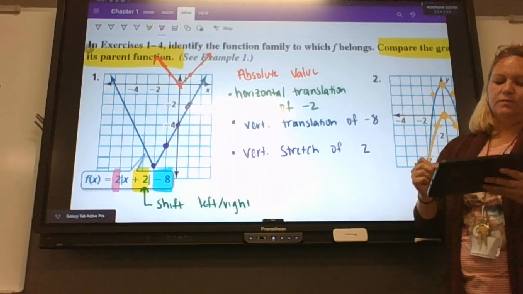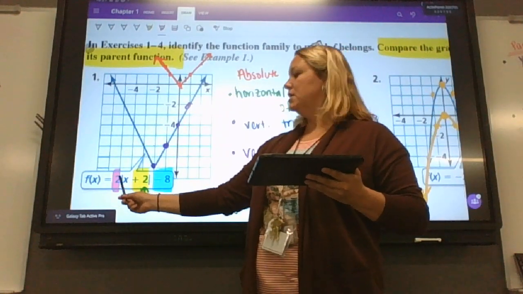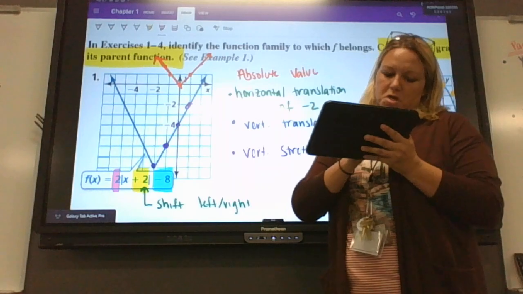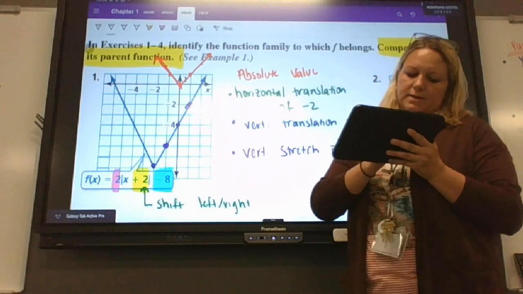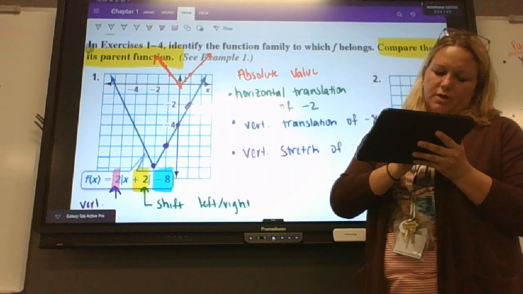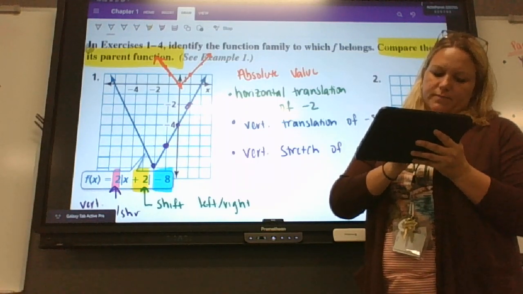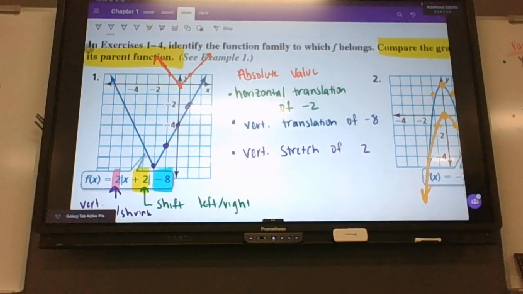So this value in the front, this 2, is what's causing that slope to change. This value indicates a vertical stretch or shrink. Okay? So I'm going to pause for a minute and show you some notes. You don't have to write it all right now. I'll give you time in a minute. These are your notes for today.